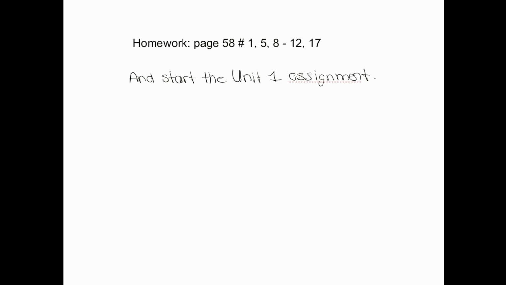Okay, that's it for this one, and that's actually the last lesson for this unit. So there are some homework questions on page 58, and once you're done those, there's no exit ticket today, but you can go ahead and start the Unit 1 assignment.